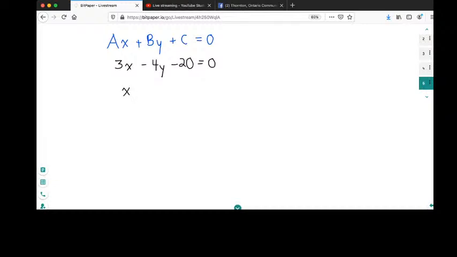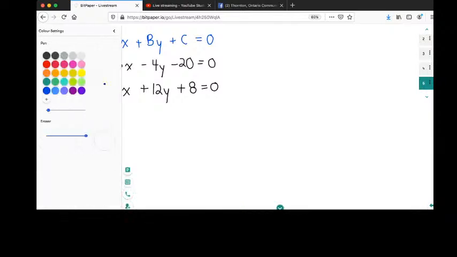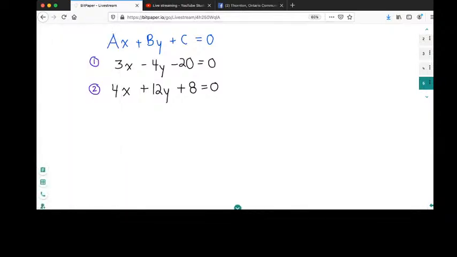Let's say it's 4x plus 12y plus 8 equals 0. Okay, so again, first thing we want to do is label, label, label. We love labeling stuff. So this is going to be called equation 1, and this is going to be called equation 2.